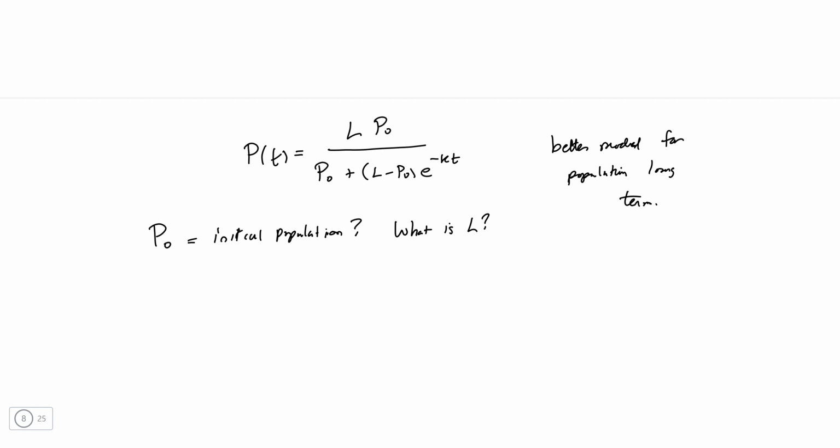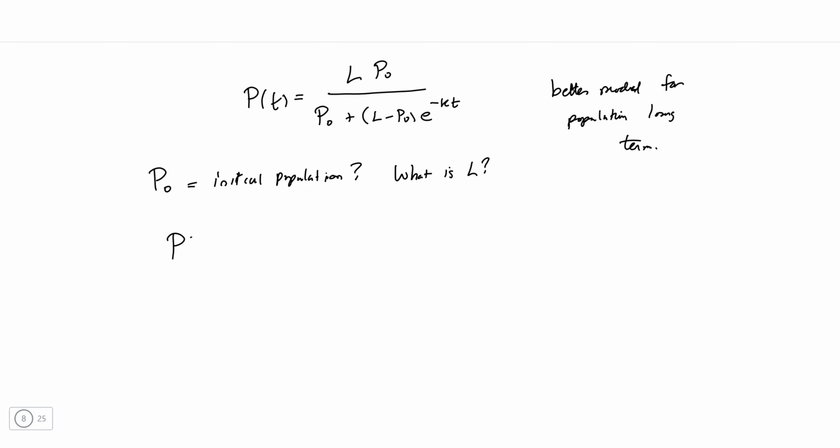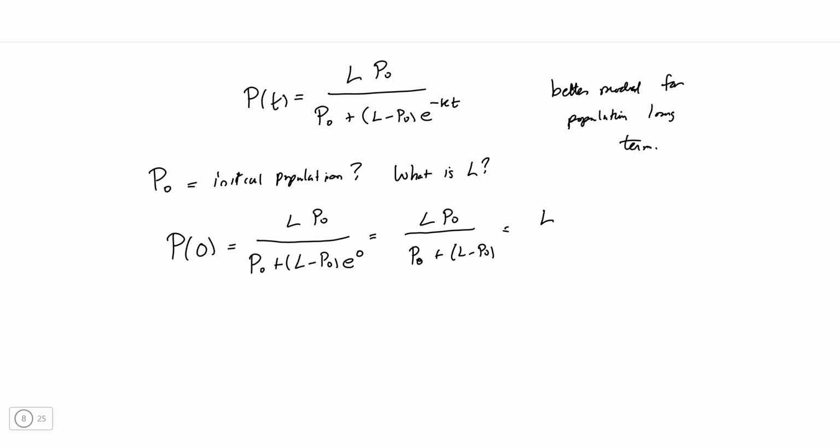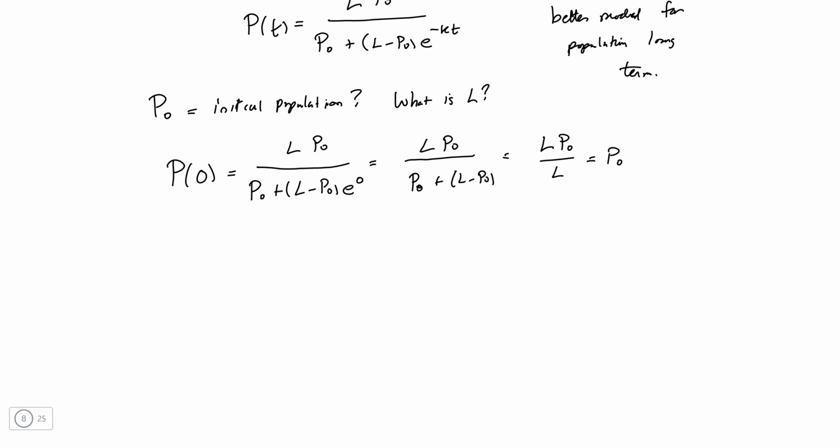So let's see what would happen to this at t equals 0. That would be our initial population. Well, what's happening there? I have L P0 over P0 plus (L minus P0) e to the 0. e to the 0 is 1, so this is L P0 over P0 plus L minus P0. Notice those P0s in the bottom cancel, so this just gives me L P0 over L, which is P0. So this is actually the initial population.